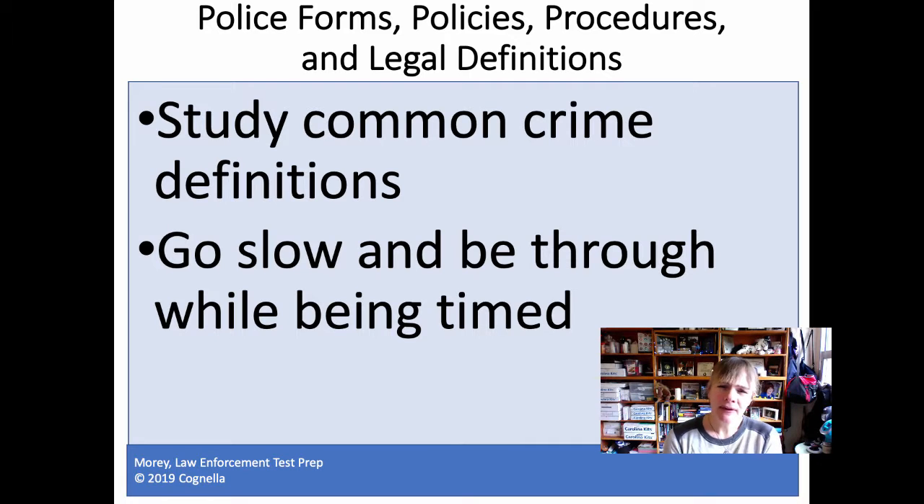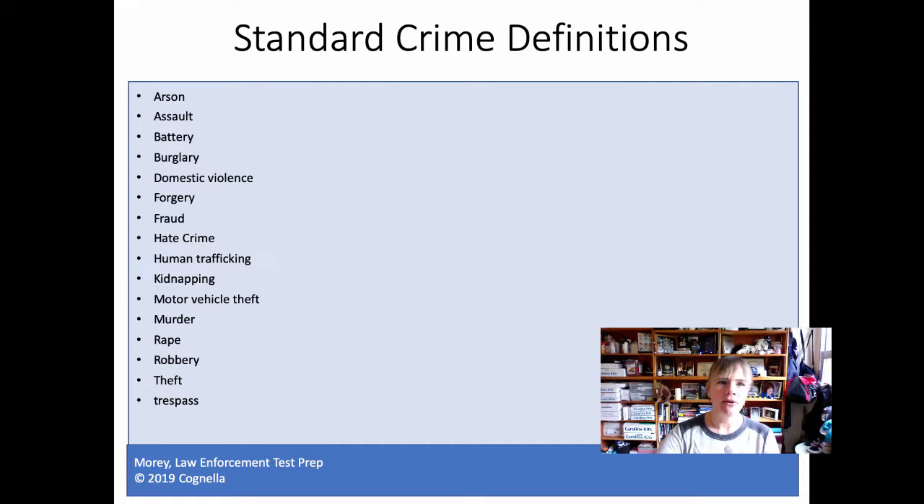As you study them, time yourself. Have 20 crime definitions sitting out, just the heading, like burglary, robbery, theft, and then go through and time yourself speaking out loud, stating the definition of that common crime. Here are some standard crime definitions. These are really common crimes: arson, assault, battery, burglary, domestic violence, forgery. I highly recommend you look up the standard crime definitions. Again, it's going to vary from jurisdiction. Know these, understand these, because it's going to help you on the test.